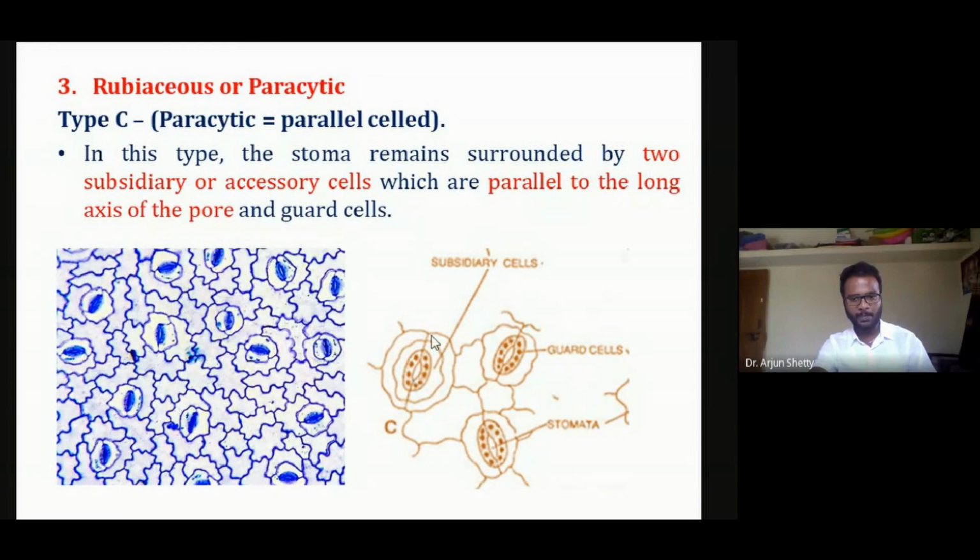One subsidiary cell is overlapping another guard cell, and here you can see the guard cell which has been overlapped by another. It is the stomata containing subsidiary cells which are parallel to the long axis of the pore of a guard cell. So you can see the pore and they are parallelly arranged. This is the microscopic image. Here you can see the guard cell arranged parallel like this, and again a guard cell parallelly arranged, and here the guard cell parallelly arranged. Anyone able to see this one?